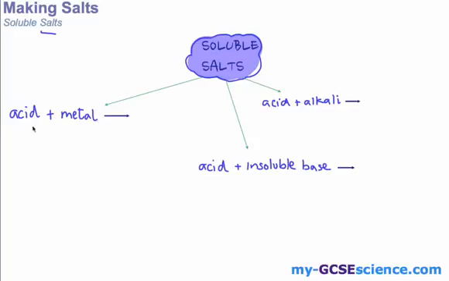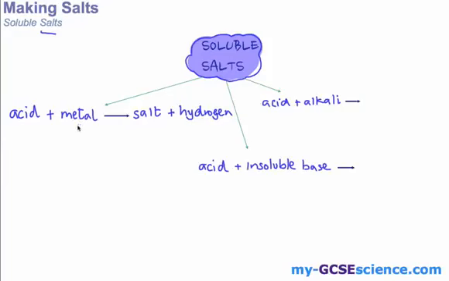Now the first way that we can do it is by reacting an acid with a metal, and when we react an acid with a metal, if the metal is reactive enough to react, we will get a salt and hydrogen. And the name of the salt that we get depends very much on the acid and the metal that we use, and we're going to find out how we actually work that out later on in this video.